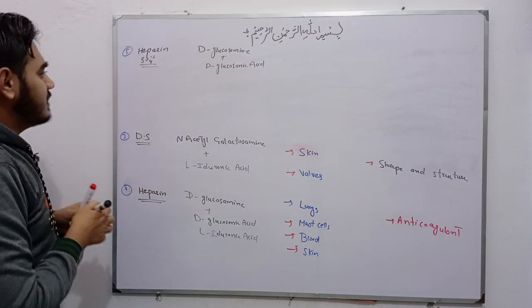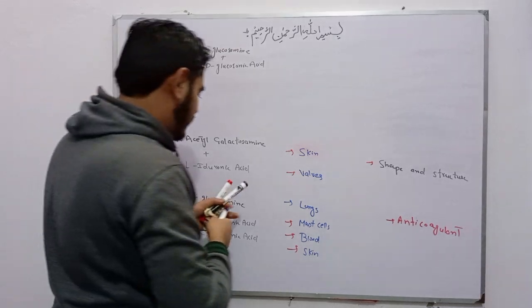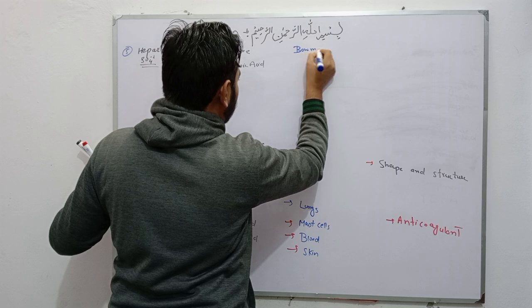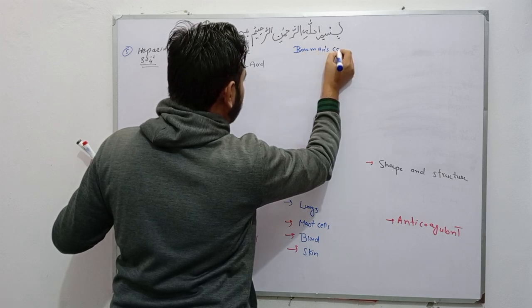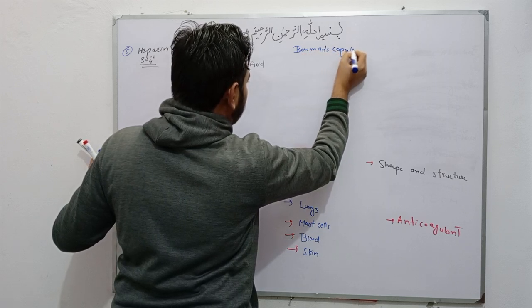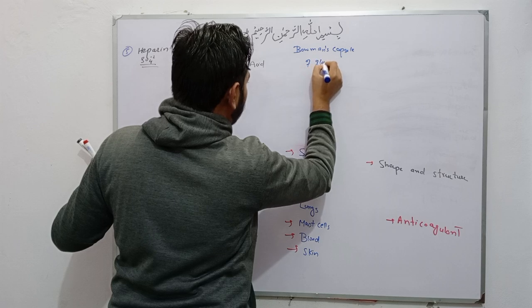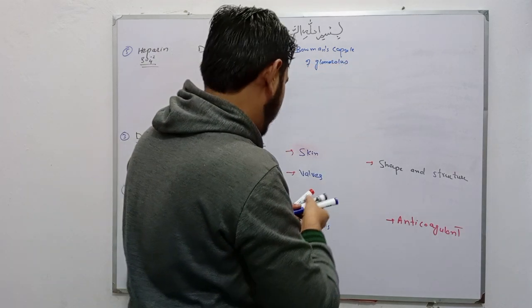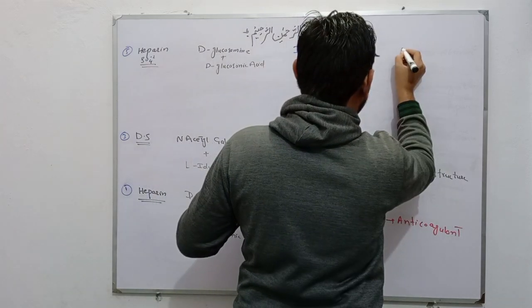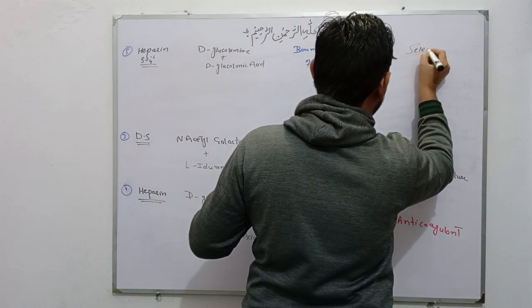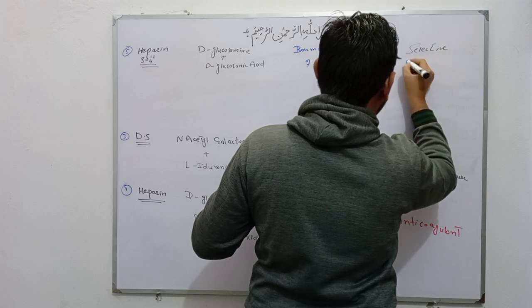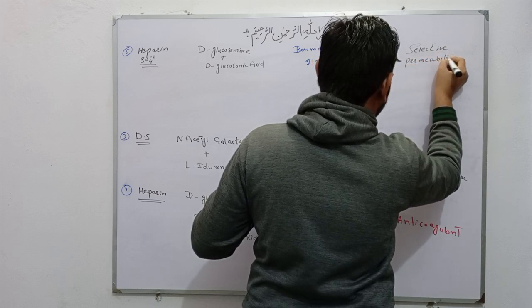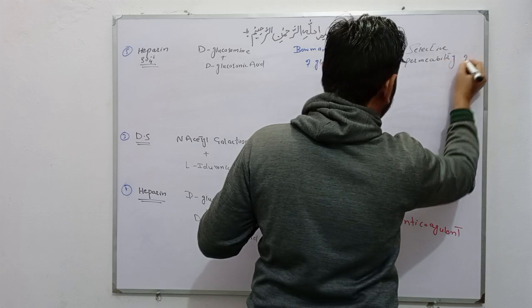Okay, and this heparan sulfate is present in the Bowman's capsule of the glomerulus, and it is responsible for the selective permeability of the membrane.